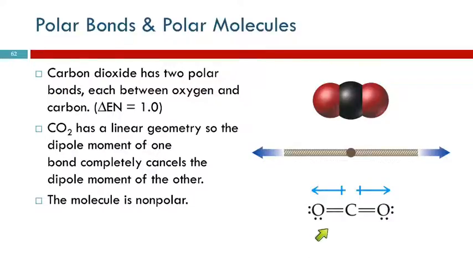Each of these bonds has the same amount of polarity, the same size dipole moment, because they're both between carbon and oxygen. The difference in electronegativity between carbon and oxygen is the same on both sides, right? Well, duh. So it's a little bit like playing tug-of-war. So here's the center of the rope, and we've got one strong guy pulling on this side and an equally strong guy on the other side pulling exactly the opposite.